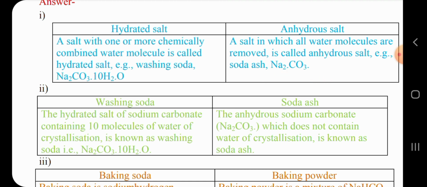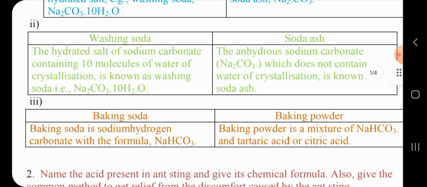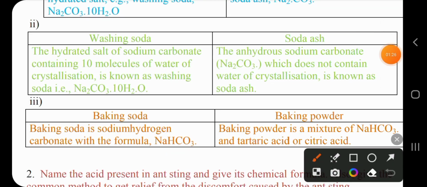Now coming to the next question: washing soda and soda ash. What is washing soda? The hydrated salt of sodium carbonate is known as washing soda. Just now we learned about hydrated salt; washing soda is one of the hydrated salts and it contains 10 molecules of H2O. And soda ash is an anhydrous salt and it does not contain any crystalline water molecules.